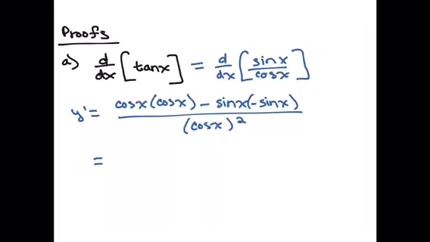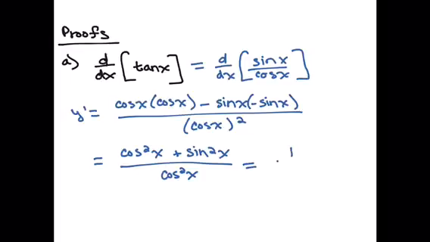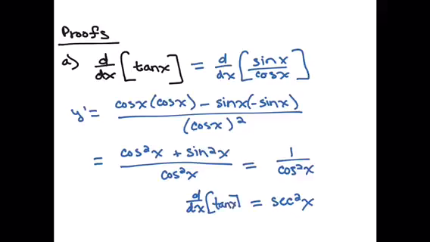Now, if we rewrite the numerator, we'll see that it's cosine squared x. Negative times a negative makes that plus sine squared x over cosine squared x. But the Pythagorean identity tells us that cosine squared x plus sine squared x equals 1. And 1 over cosine is the same thing as secant. So 1 over cosine squared is equal to secant squared x. So the derivative of tangent is secant squared x.